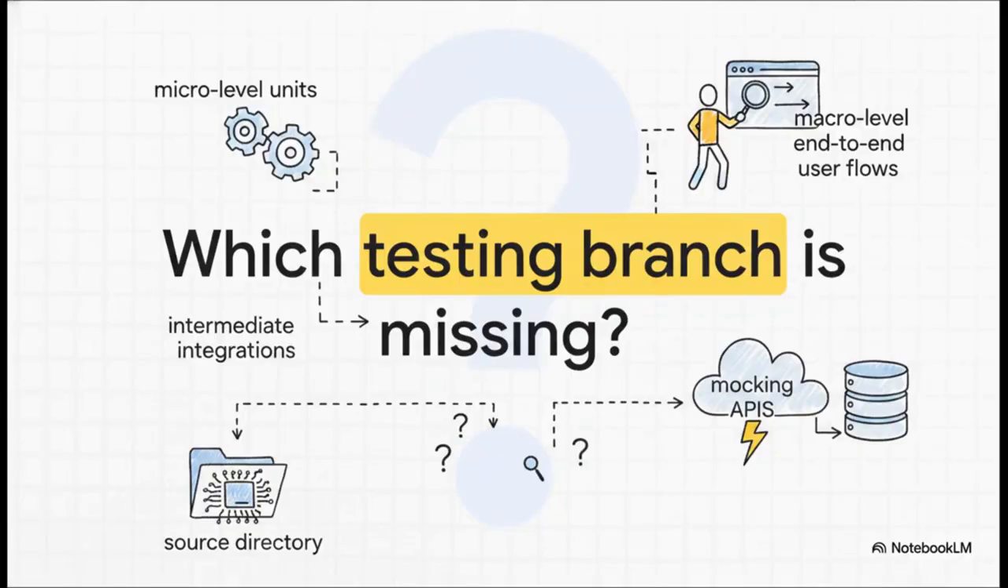As we wrap up this explainer, I want to leave you with a direct question based on this taxonomy. Which layer of testing is missing from your code? We've explored the micro-level units, the intermediate integrations, the bridging power of mocks to keep things deterministic, and of course, the macro-level user flows that mimic reality. So take a close look at your own daily work, look at your own pull requests, and ask yourself honestly where the gaps are. Because understanding this tree and covering all these bases, that's the very first step to shipping truly bulletproof software.